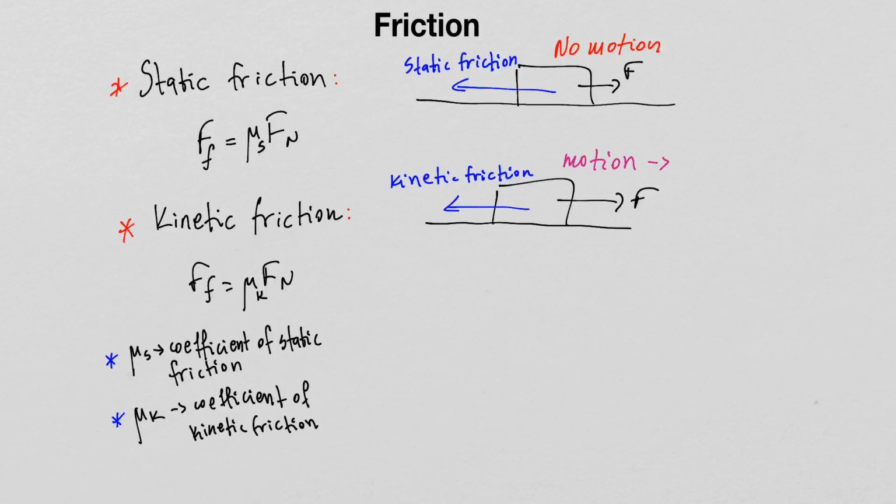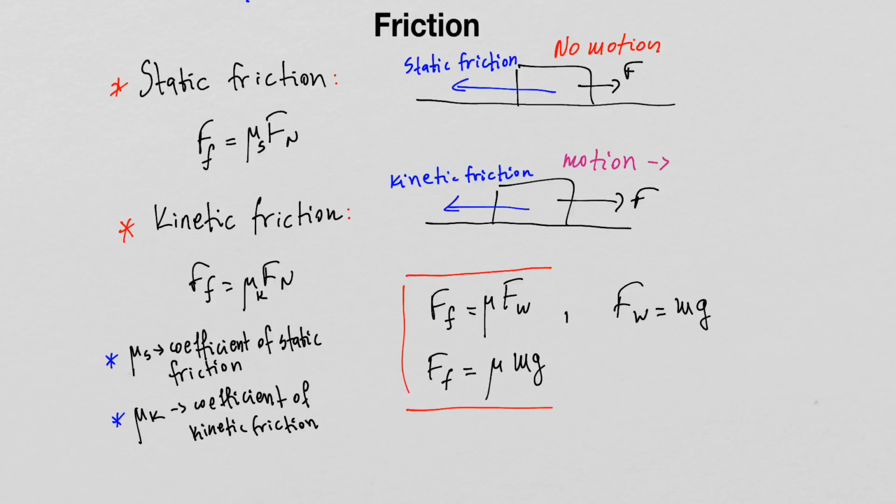And so then the force of friction will be calculated as the coefficient of friction times the weight. We also know that the weight is calculated as the product of mass and gravitational acceleration. So the force of friction would be equal to the coefficient of friction times mass times gravitational acceleration. So these two versions of the formula for the force of friction are the true working formulas that are used to calculate the force of friction.